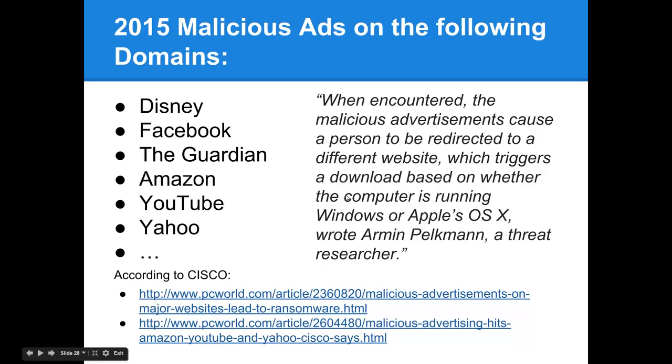And to give you some frame of reference for how deep this goes, there are several malicious ads found on the following domains. And this was put together by researcher Armin Pelkman, and found by surveying the Alexa 1000 malicious ads on, I think, the Alexa top 50 in Disney, Facebook, The Guardian, Amazon, even YouTube, Yahoo, etc. And these, again, deliver a wide variety of payloads and attack types.